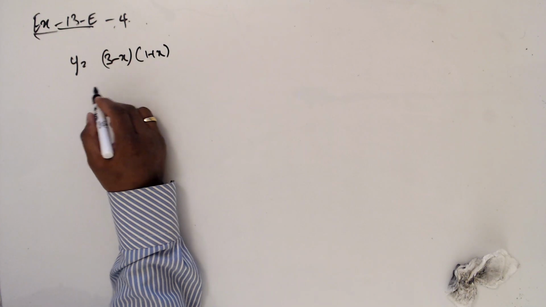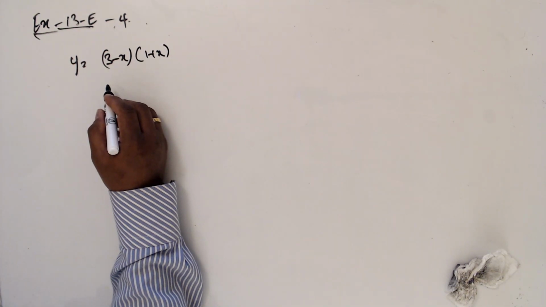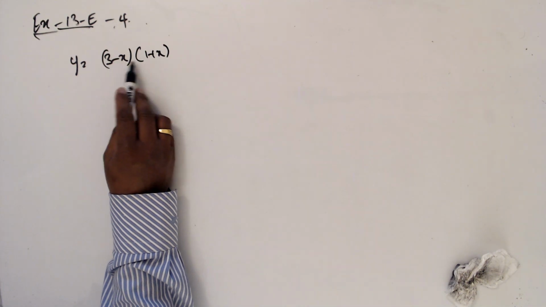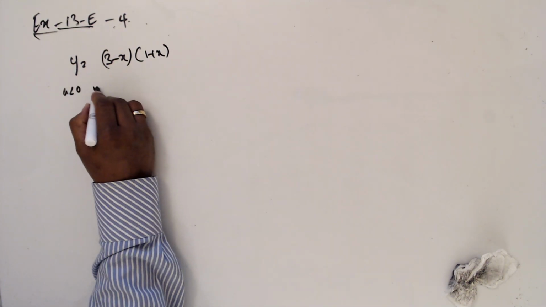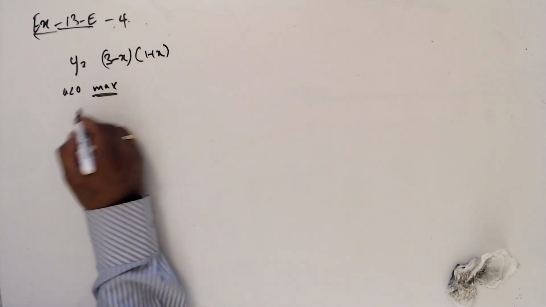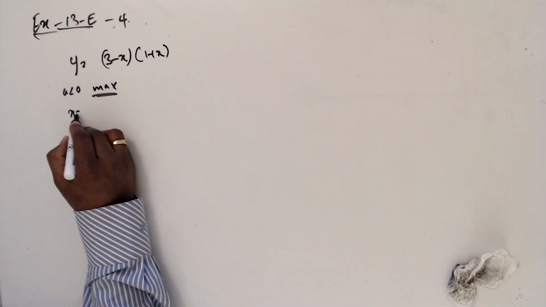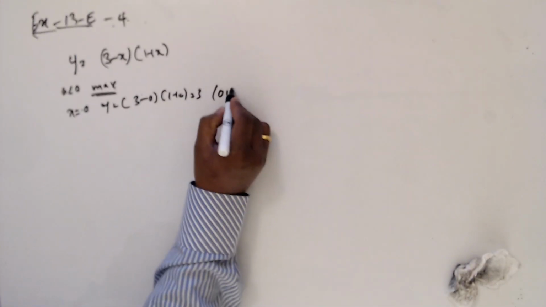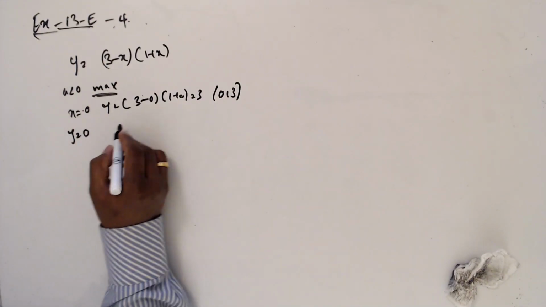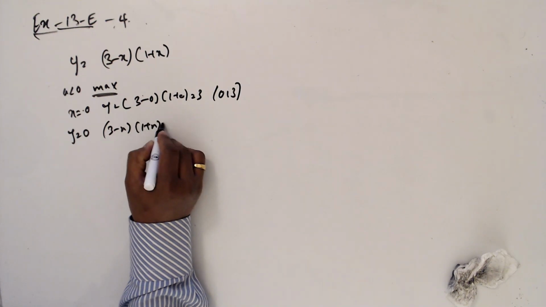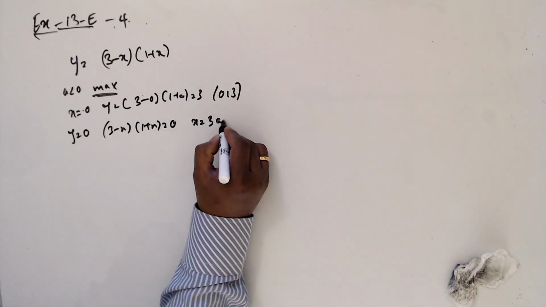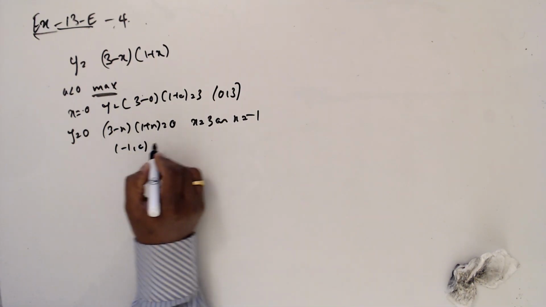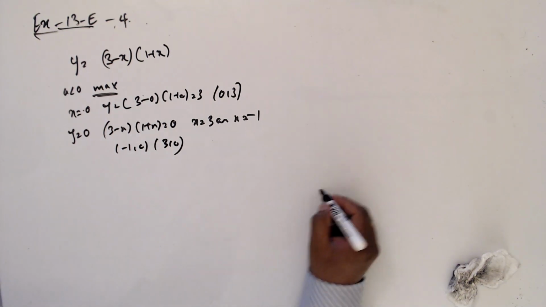So now we have to draw this one to get an idea. First of all, we can see this is a quadratic curve, and the x square term is negative. It means a is less than 0, and then this has a max curve. When x equals 0, y equals 3 minus 0 times 1 plus 0, which is 3. So 0, 3. And y equals 0, then (3 minus x)(1 plus x) equals 0. So x equals 3 and x equals minus 1. So those points are minus 1, 0 and 3, 0. Now we have an idea.